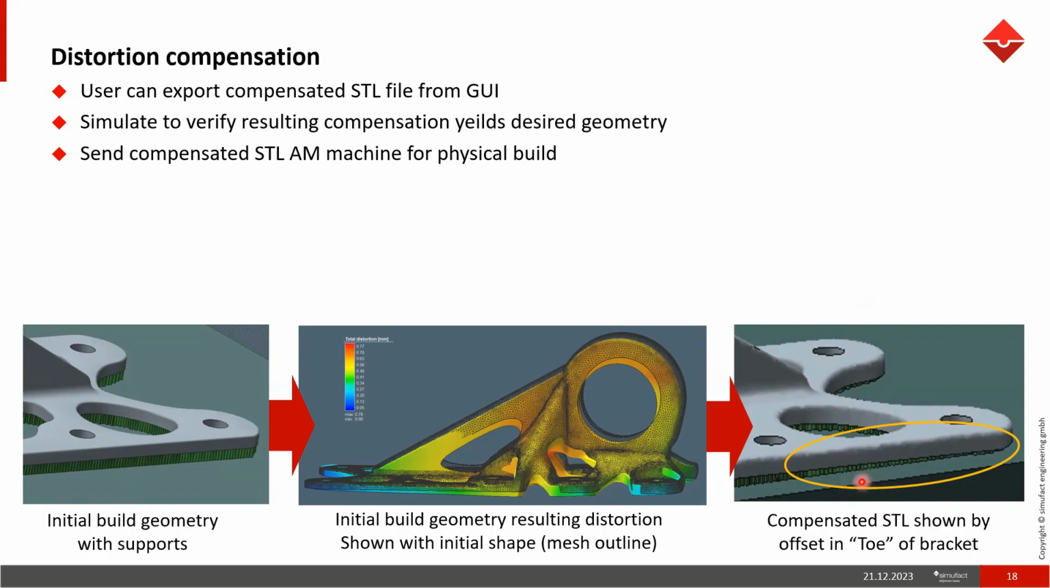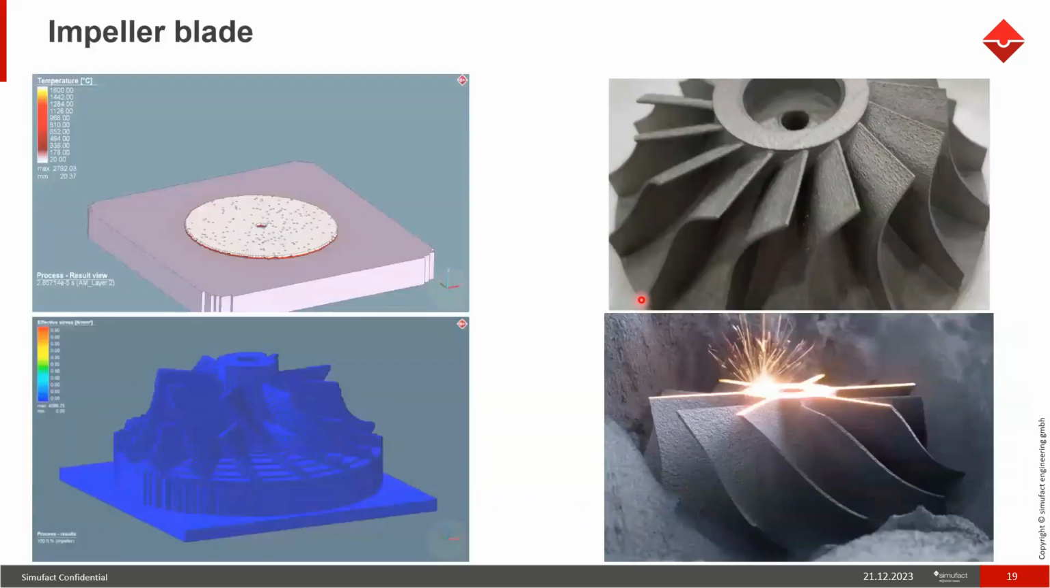Okay, so that you will get a shape in such a way that you build this part, and at the end of it, you should be able to get the correct shape in the machine. Okay, so that is called distortion compensation, very widely used in the AM industry.